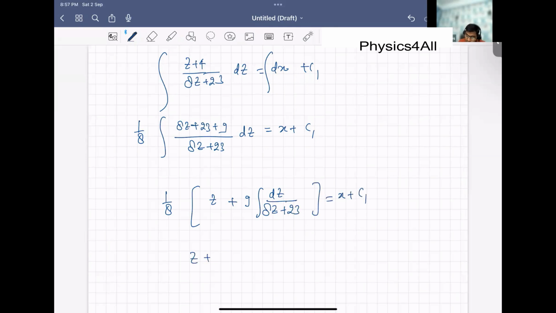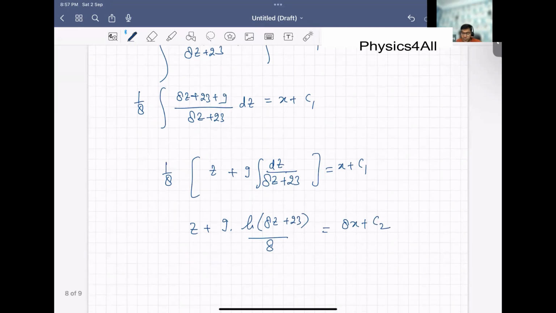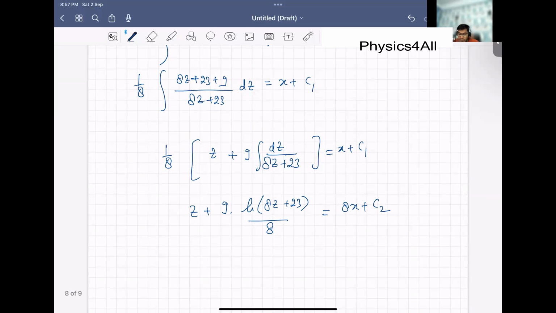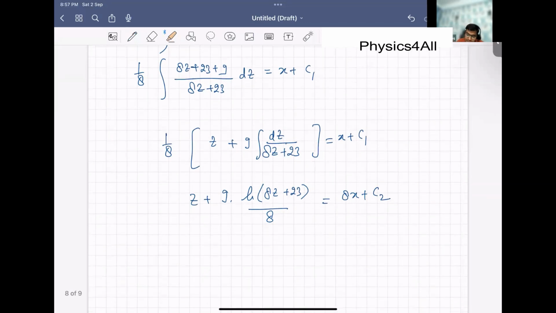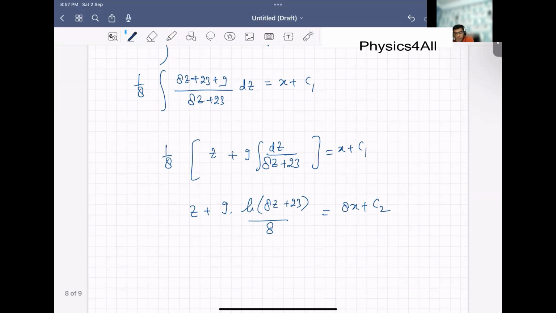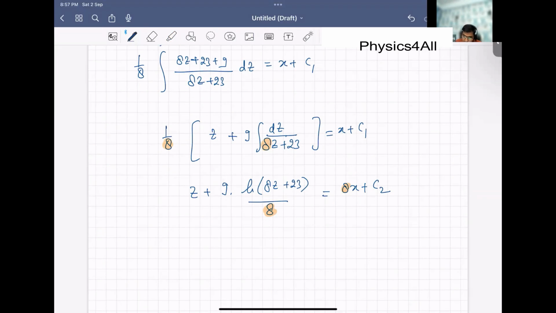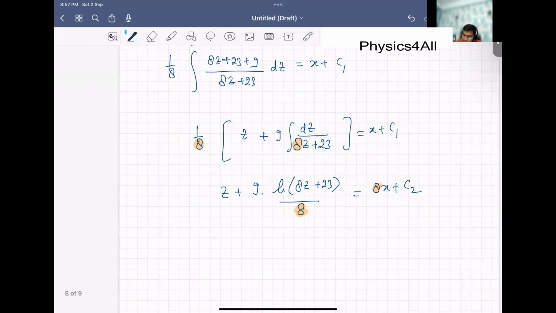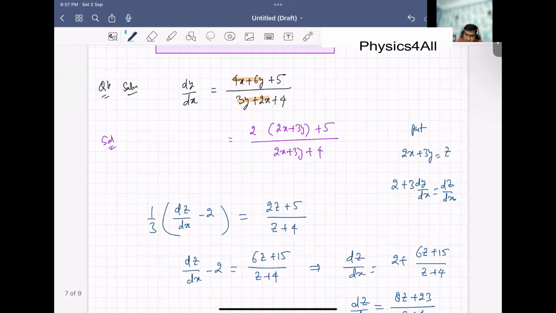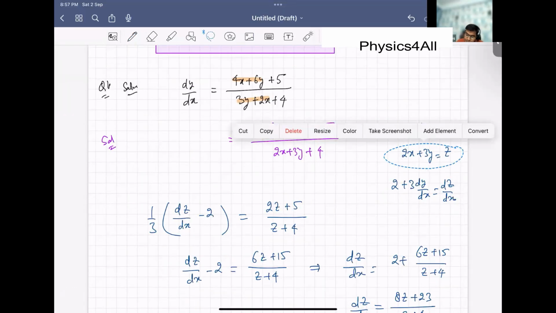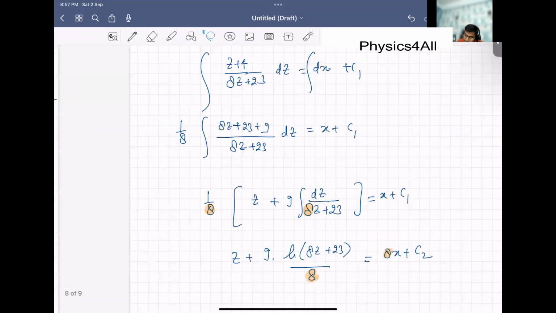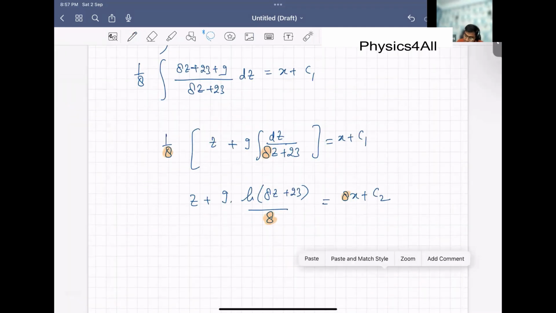So z plus 9 ln of 8z plus 23, divided by 8, is equal to 8x plus some other constant c2, because I multiplied the entire equation by 8 here, right? And this 8 is coming because of this 8 here. That's it. That's the solution in a sense. The only thing I have to do is put z back in terms of x and y. That's the solution, right? We're looking for the solution, and that is the solution. Just the only thing we have to put back is z.